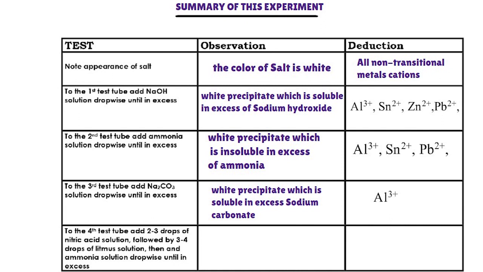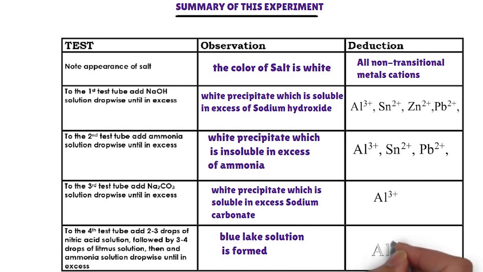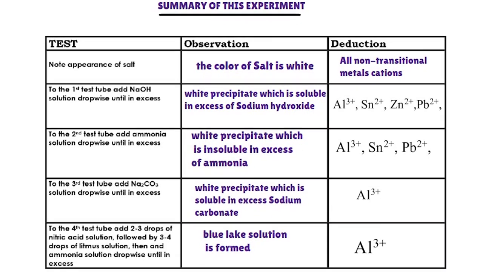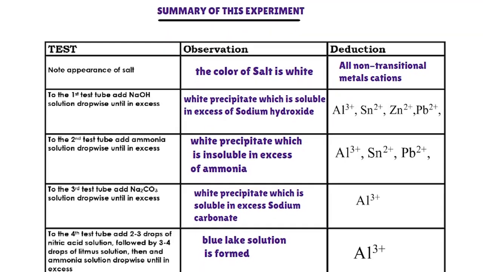In fourth test tube, 3 drops of diluted nitric acid, followed by 4 drops of litmus solution, and then ammonia solution are added. The cation that forms blue lake solution when 3 drops of diluted nitric acid, followed by 4 drops of litmus solution, and then ammonia solution are added, is aluminum ion.